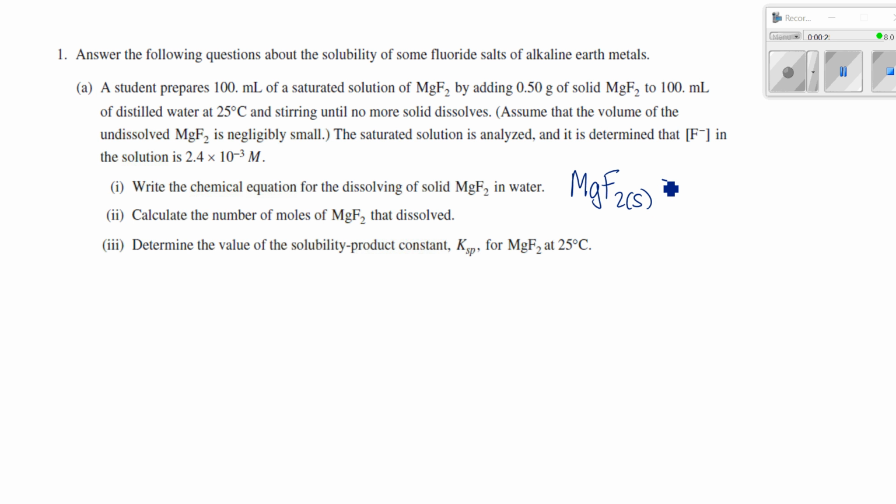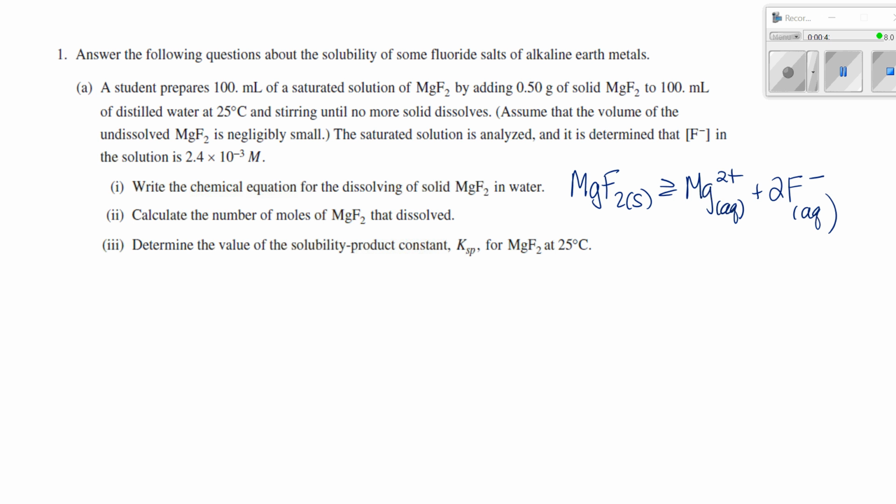So I'm starting out with a solid. It's an ionic compound, so when it dissolves, it's going to split apart into ions. So that's my answer to I. All right, calculate the number of moles of MgF2 that dissolved.